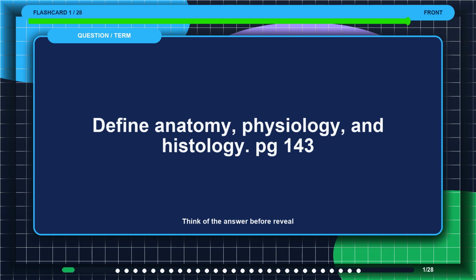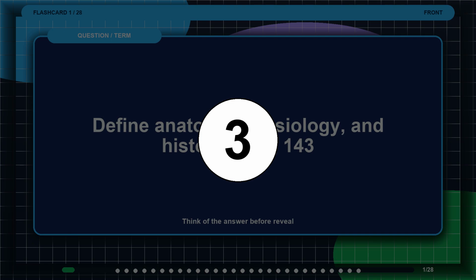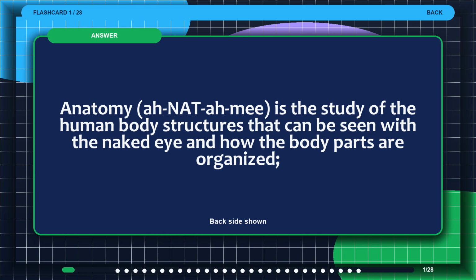Flashcard 1. Define anatomy, physiology, and histology. PG 143. Pause and think of the answer before the reveal. The answer is anatomy. Anatomy is the study of the human body structures that can be seen with the naked eye and how the body parts are organized.